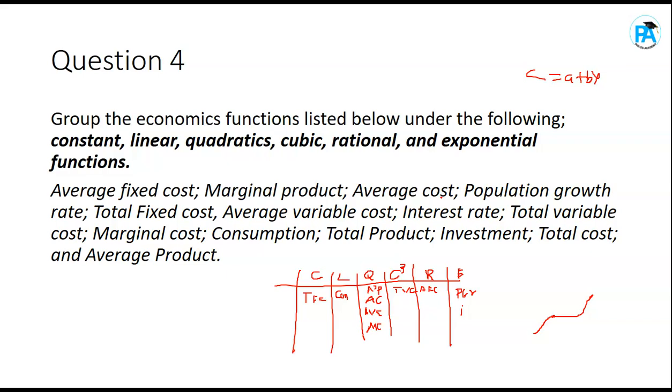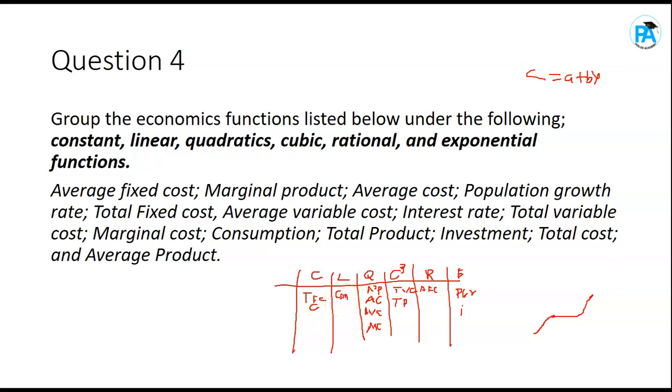Then total product. Total product is a cubic function. It also has two turning points. Then the next one, investment. Investment is also a constant function. There are times if investment is depending on interest rate, it can be a linear function at times. But I think here they are expecting you to say investment is constant.